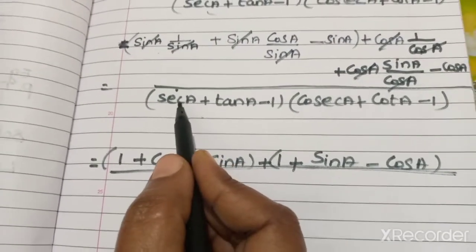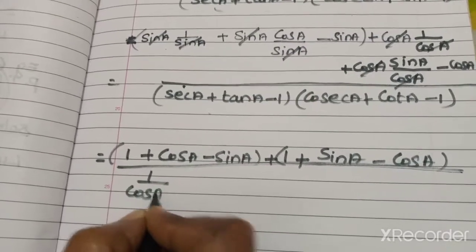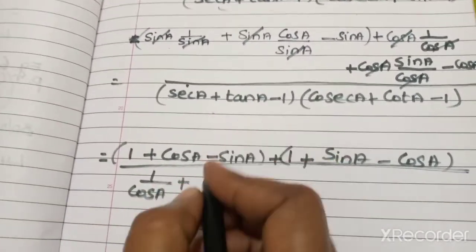So what is secant A? 1 by cos A. 1 by cos A plus what is tan theta? Sin theta by cos theta.